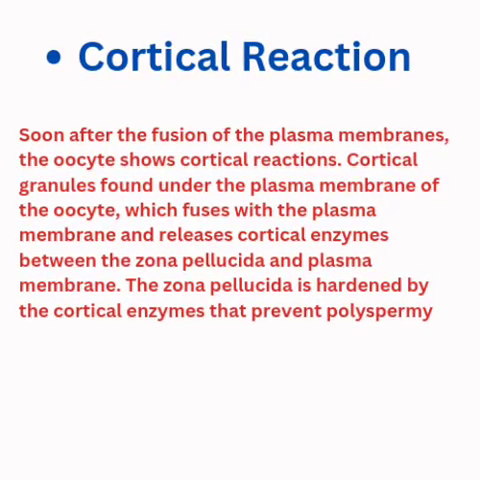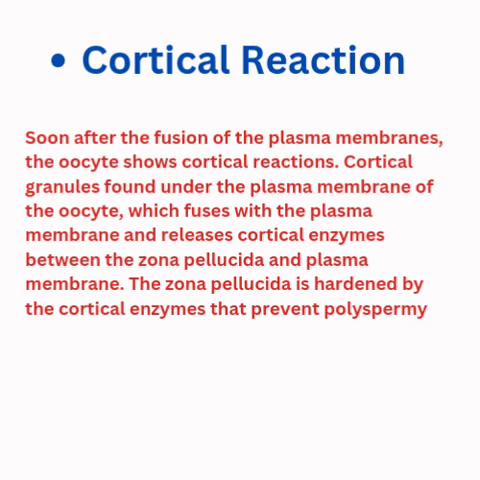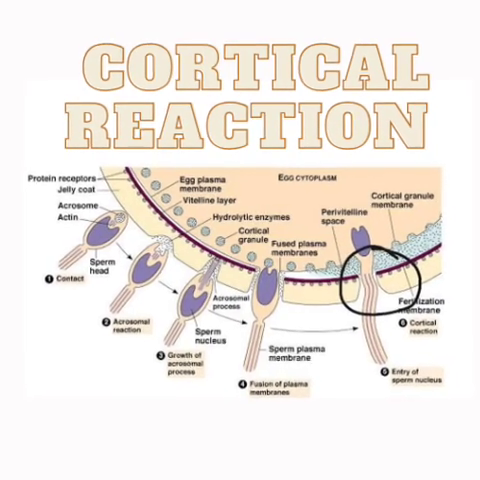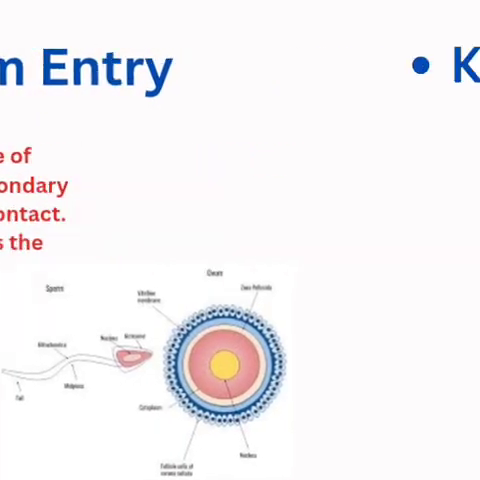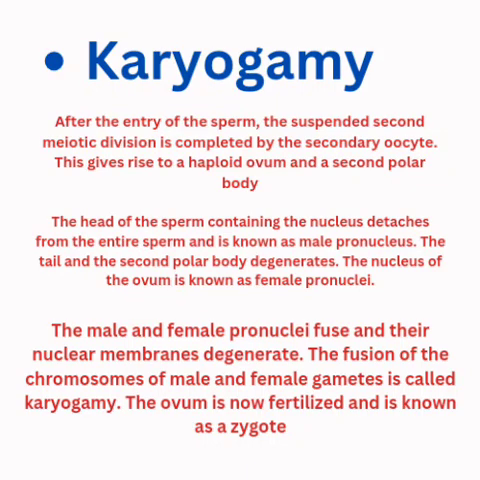Cortical reaction. This is the second step of fertilization. The cortical reaction is a process initiated during fertilization that prevents polyspermy, the fusion of multiple sperm with one egg. In contrast to the fast block of polyspermy, which immediately but temporarily blocks additional sperm from fertilizing the egg, the cortical reaction gradually establishes a permanent barrier to sperm entry and functions as the main part of the slow block of polyspermy in many animals.